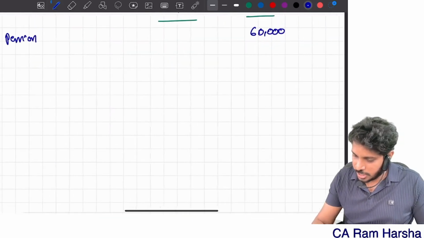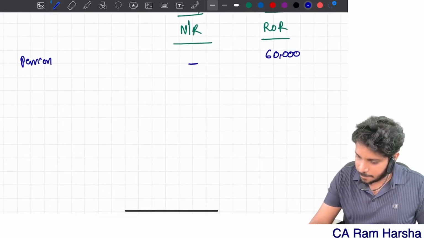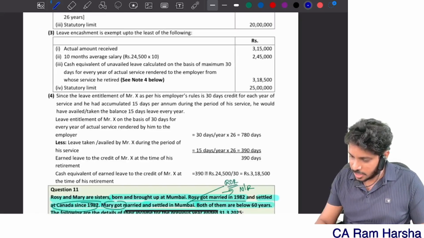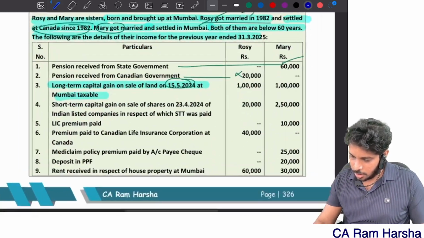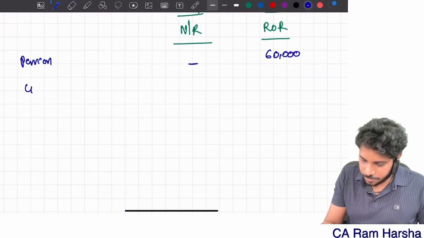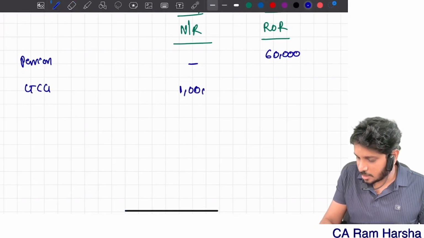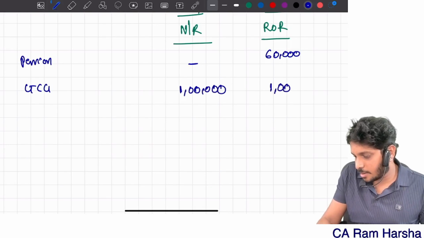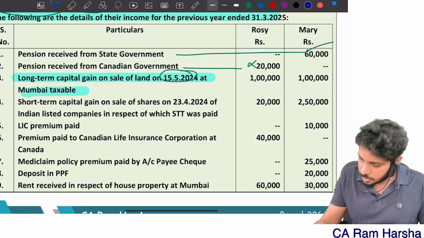Okay. For Rosie, nothing is taxable. Then what extra are they receiving? Long-term capital gain. Both of them 1 lakh, 1 lakh, because they are from an Indian company. Source is in India. Yes or no?